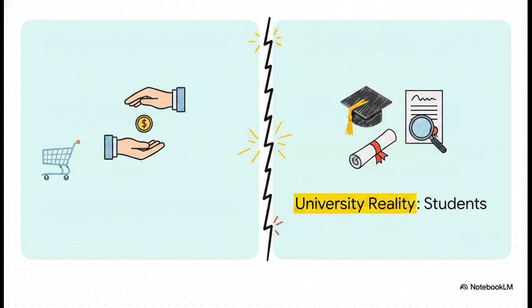Let's look at an example straight out of your textbook. Imagine a university buys a massive ERP system to manage its operations. Now, the ERP was originally built for the corporate world, right? So a fundamental assumption baked into its code is this concept of a customer buying a product. But a university's reality is completely different.